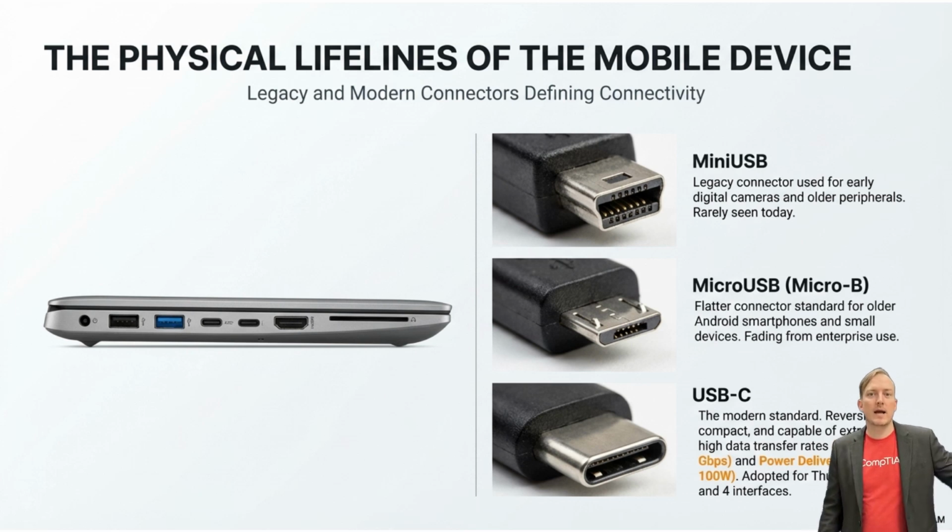To do that, we rely on the physical lifelines of the mobile device, our legacy and modern connectors. First, there is Mini USB, a legacy connector used for early digital cameras and older peripherals that is rarely seen today. Then we have Micro USB or Micro B, a flatter connector standard for older Android smartphones that is actively fading from enterprise use. The modern standard taking over the world is USB-C. It is reversible, extremely compact, and capable of high data transfer rates up to 40 Gbps, as well as power delivery up to 100 W. It is so robust that it has been adopted for both Thunderbolt 3 and 4 interfaces.